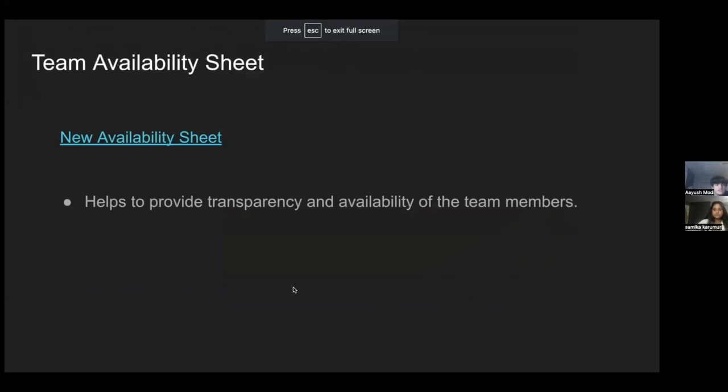Another organizational tool that we introduced last year was the team availability sheet. The team availability sheet is a resource that we created to better organize our team and help with planning. The sheet helps provide transparency and availability of team members. As a reminder, this is not an attendance sheet. It's a resource that we hope will help when it comes to planning, as team members can see when someone they may need in a meeting or to complete a task is available or not. So Smig, if you click on the link.